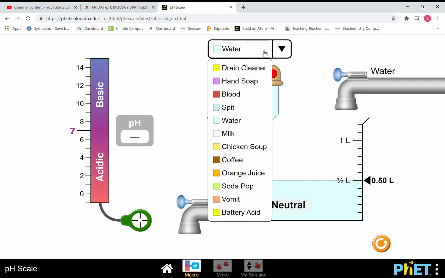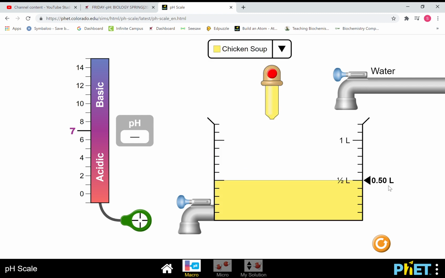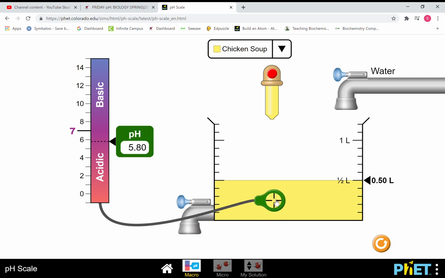So up here you're going to see a drop-down menu with different items to choose from. I'm going to choose chicken soup. So it's going to put 0.5 liters of chicken soup in the bottom, and then I'm going to take my meter and pull it over and put it into the solution to see what the pH is. My pH is 5.8, which means it's slightly acidic. So I can also add water, or actually fill it to a liter of water, and I'm going to look at the pH again.